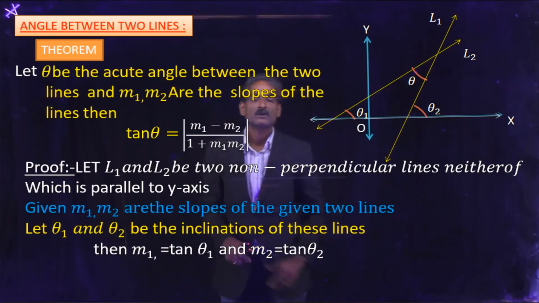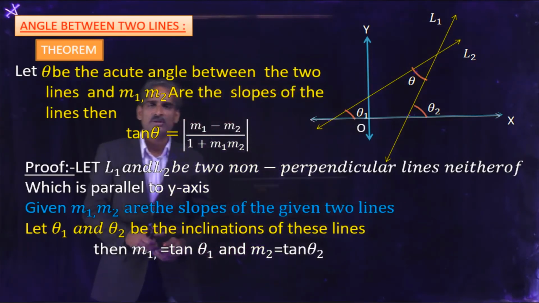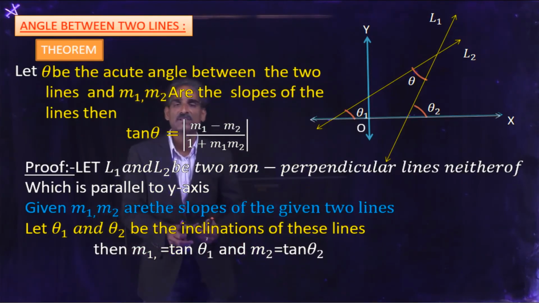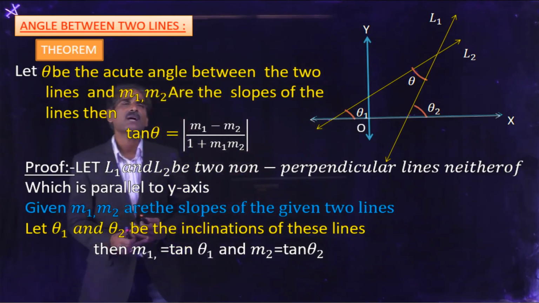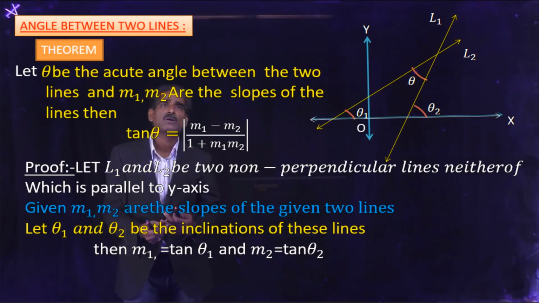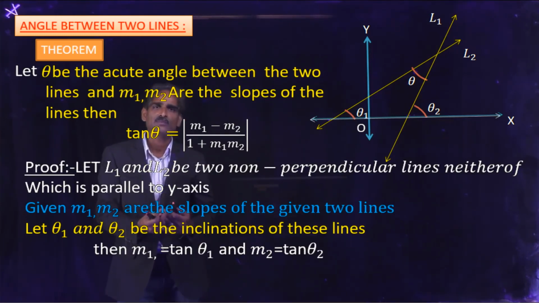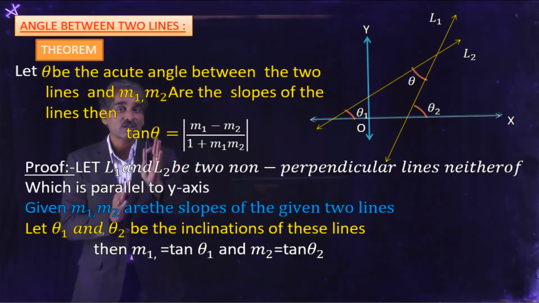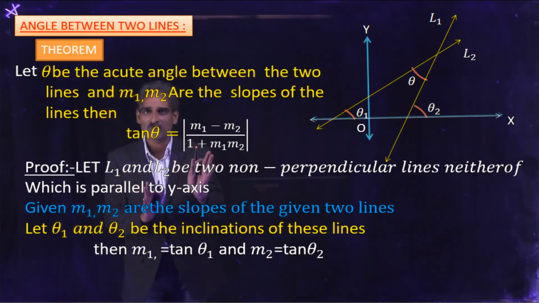Okay, so now see this theorem. It is an important theorem. From the examination point of view, proof is not important, but the result is very important. So now come to the statement. Let theta be the acute angle between the two lines, and m1, m2 are the slopes of the two lines. Then tan theta is equal to mod of m1 minus m2 by 1 plus m1 m2. So m1, m2 are the slopes of the lines, meaning slopes are defined. That means only for non-vertical lines can you find slopes. So we can apply this formula for non-vertical lines, you remember it.